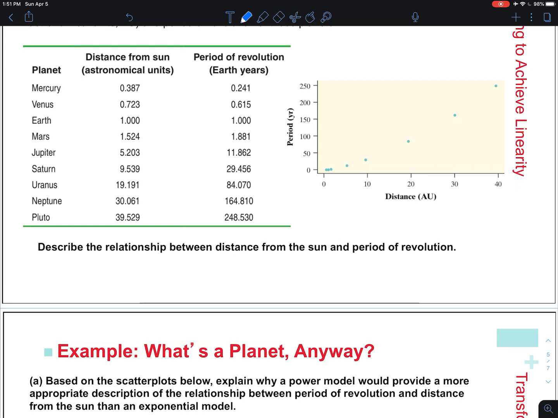Here's another example. Distance from the sun in astronomical units versus period of revolution, or Earth years. Describe the relationship that exists here. Again, if you tried to fit a line, there's probably a pattern in the residual plot there that seems to look kind of like that. Could be quadratic, could be cubic, could be logarithmic, who knows. But there appears to be a relationship that is still strong and positive, but it's curved.